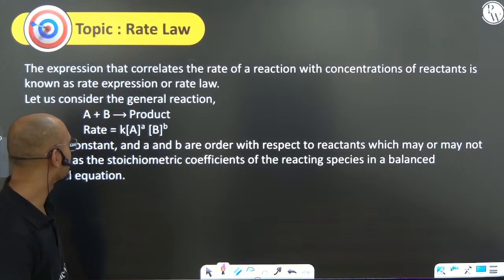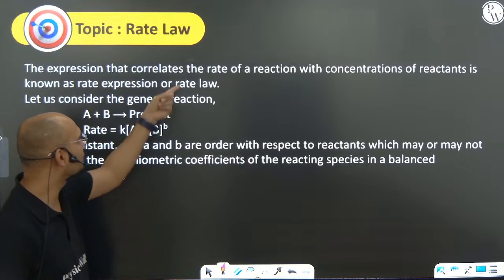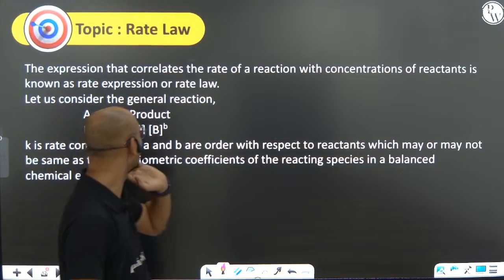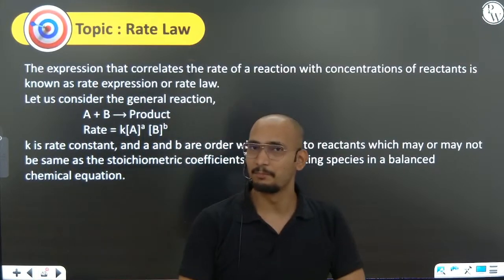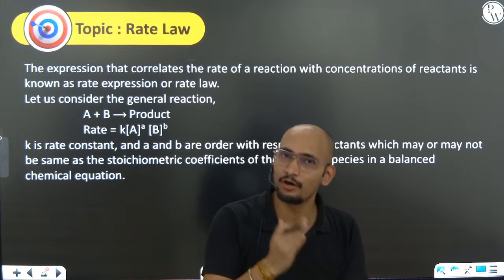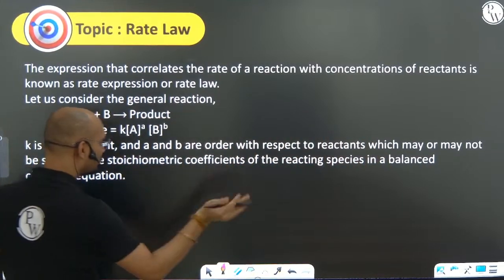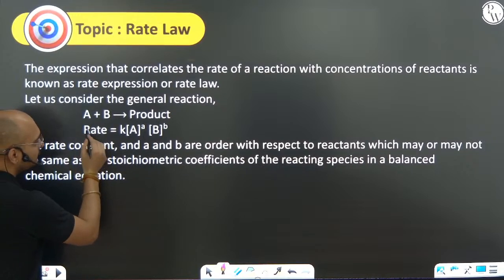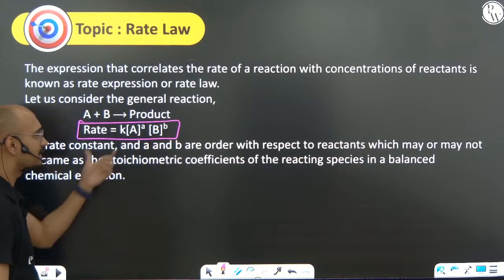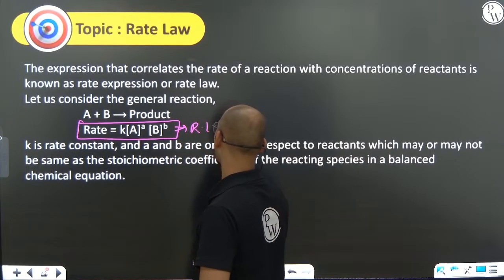Next, rate law expression. What is rate law expression? The expression that correlates the rate of reaction with the concentration of the reactants is known as the rate expression. Please remember that I have not said product. It is only about the concentration of the reactants. So, rate with the concentration of the reactants, not with the product. Okay. So, if the rate is written like K, A to the power a and B to the power b, in such case, we will say this is the rate law expression.